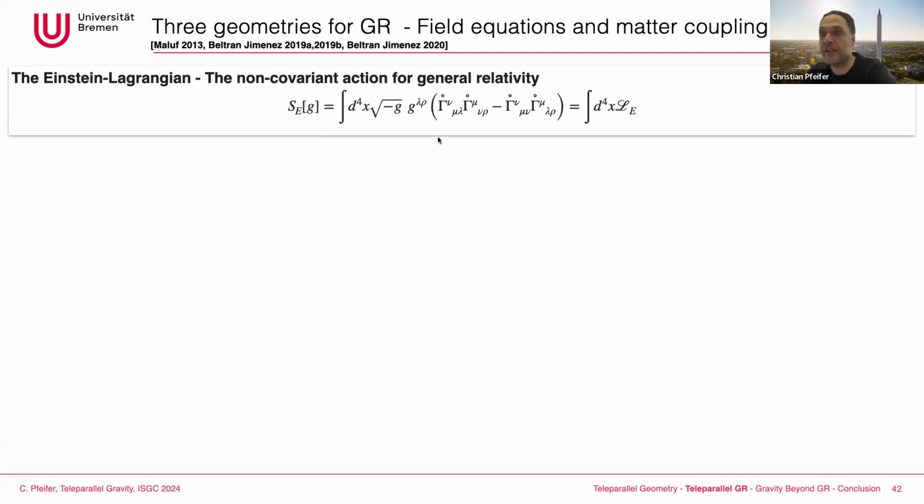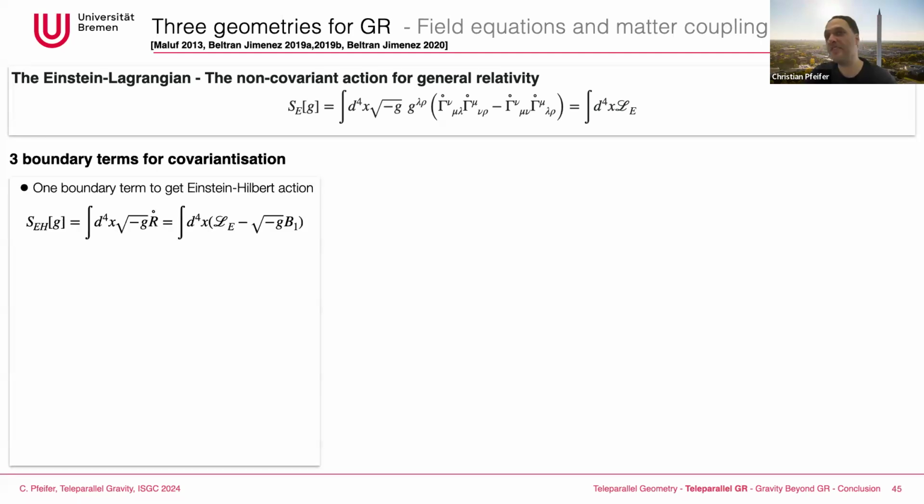It's not the Einstein-Hilbert action, it's something different. Here, this is not the curvature. The caveat with this action is it is not covariant. The expression here under the integral is manifestly not covariant. And the question is, how can we make this covariant? There are three ways how to do this. We can add three boundary terms to covariantize this action manifestly. And the first one is to add one boundary term to get the Einstein-Hilbert action.